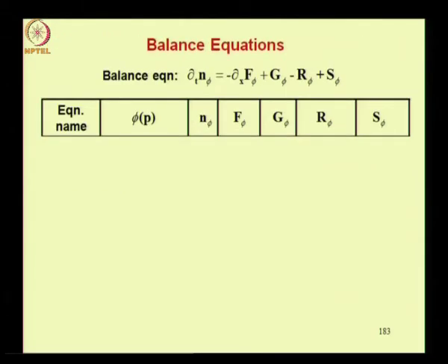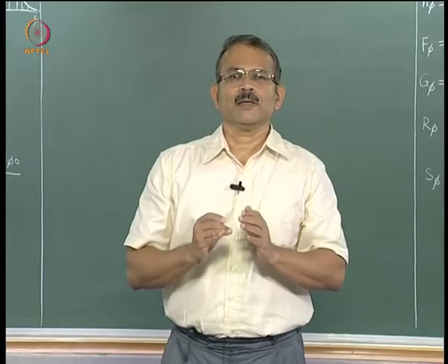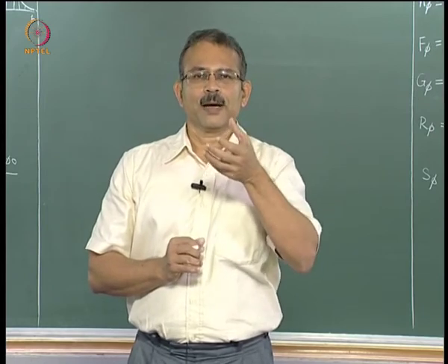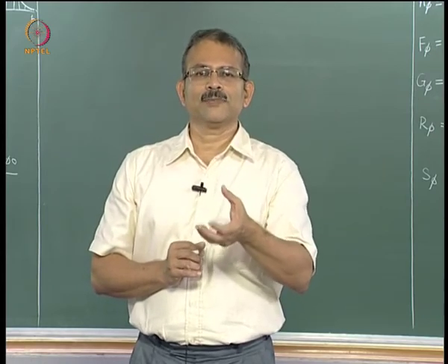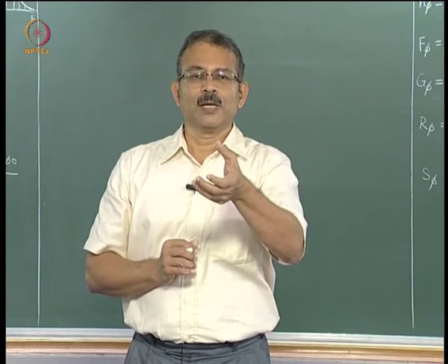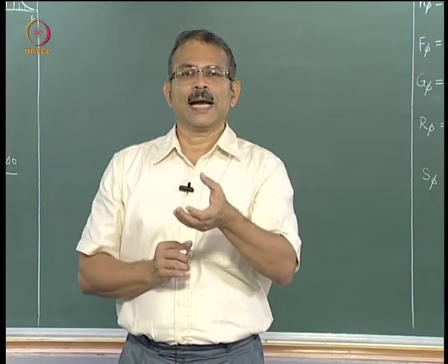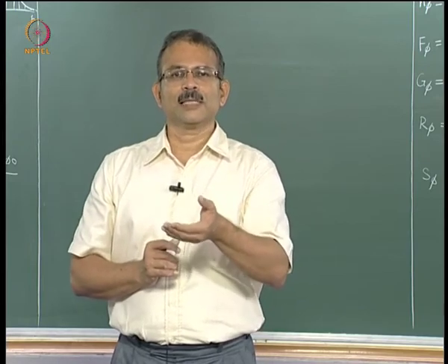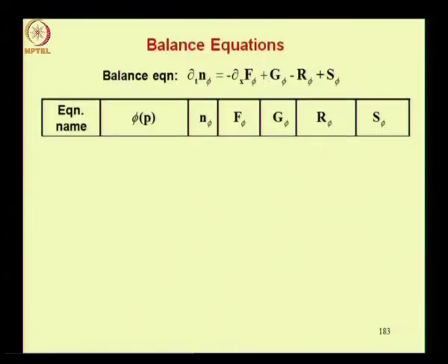Now let us write the balance equations for various phi p's, because we want to write the equation that will give us the carrier concentration n, the current density Jn. Now that is the motivation for choosing various values of various expressions for phi p and writing the expressions, balance equations, so that this will give us n and Jn.